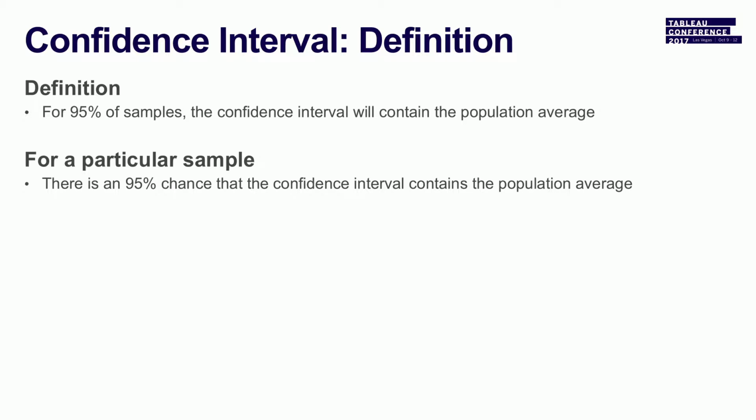The definition of confidence intervals is something that is often misremembered or misunderstood. So I put it up here on a slide. The definition of a confidence interval is that for 95% of samples, the confidence interval will contain the population average. For a particular sample, as often we only have one, there is a 95% chance that the confidence interval contains the population average. There is one implicit assumption that I made, however.